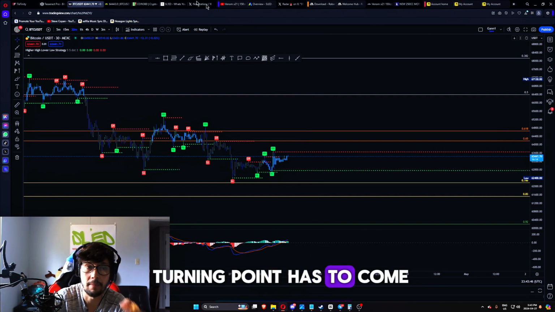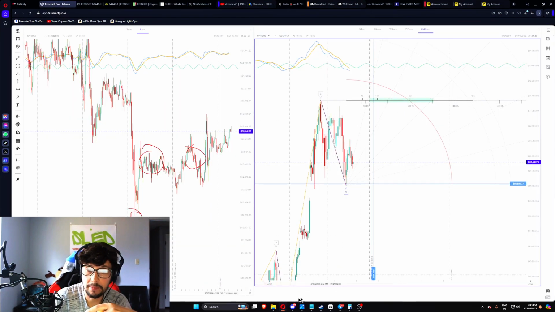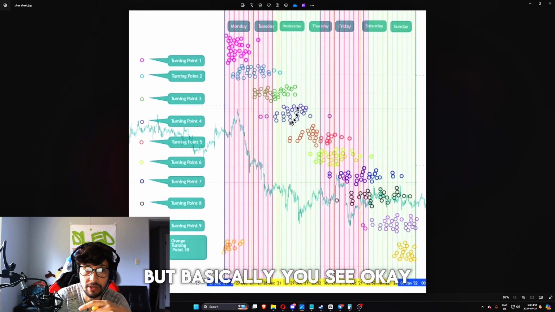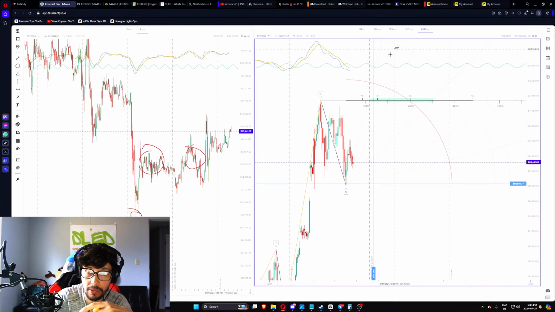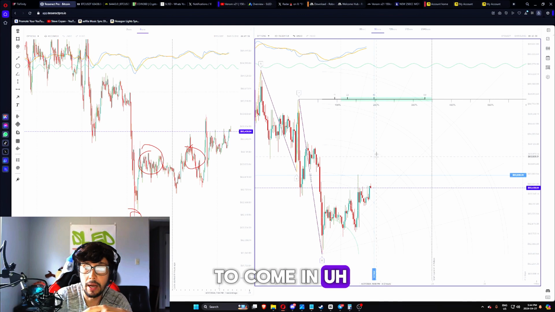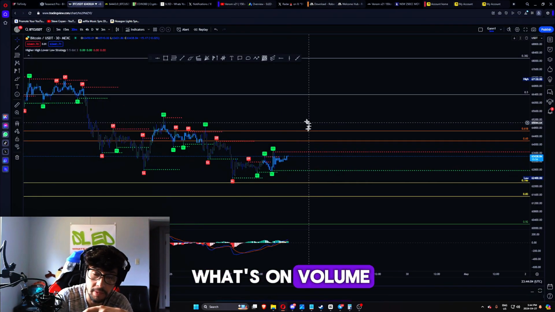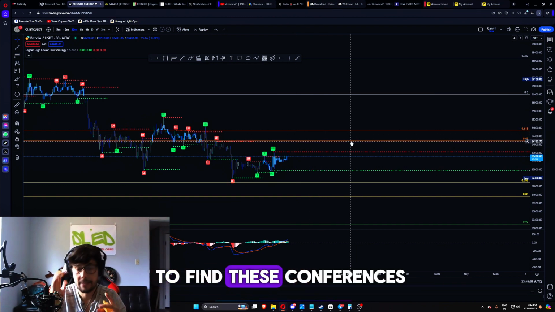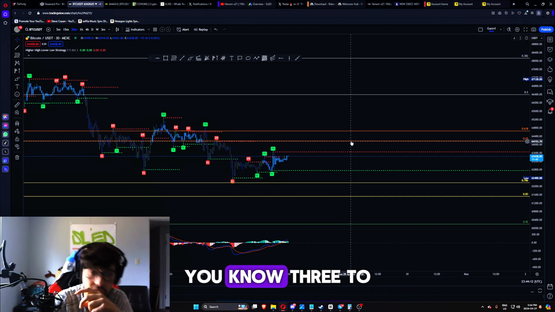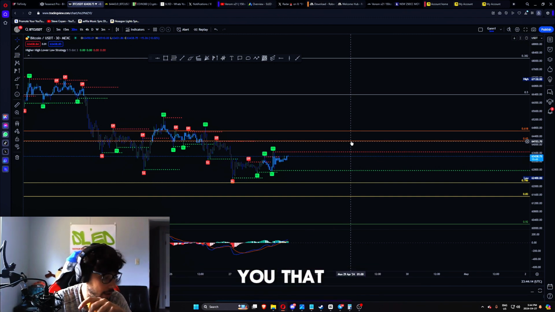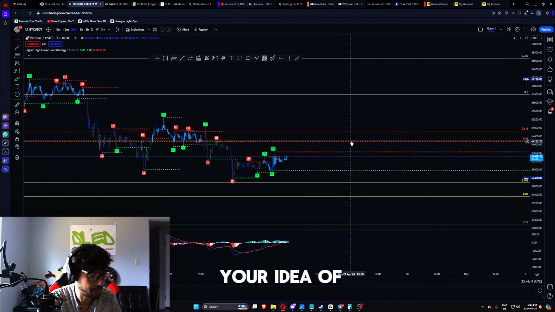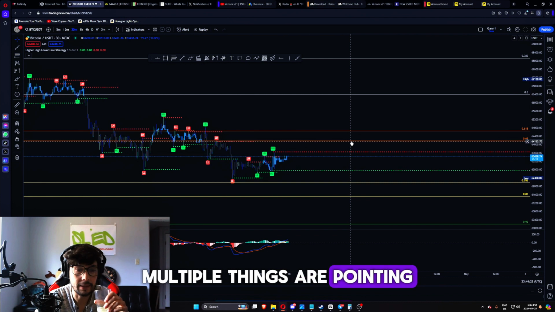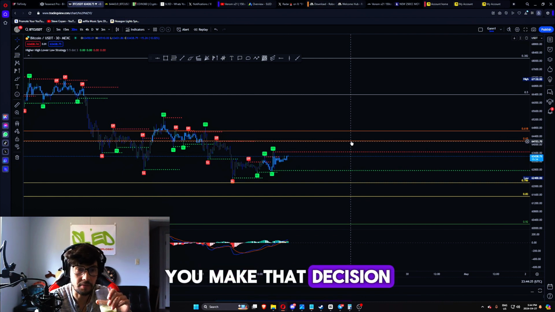So let's say the turning point has to come, that the time is running out. Bertha circle cheat sheet, I already know. I don't need the cheat sheets. But basically, you see, okay, turning point 4, turning point 9 has to come in. We're touching double arc. What's on volume? It's showing that we're hitting value area high, and it's big resistance, right? So you try to find these confluences, 3 to 4 confluences that kind of concrete your idea of an entry. And when multiple things are pointing in the same direction, you make that decision and you pull the trigger and you enter a trade.